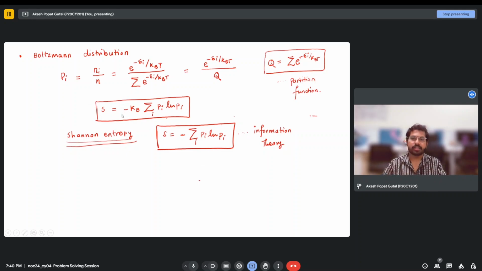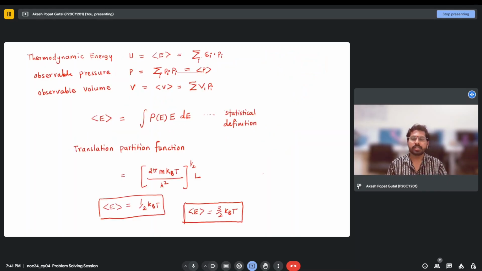And this negative sign came because the logarithm of a number which is less than one is naturally negative, and the entropy cannot be negative. It should be a positive quantity. Because of that, this negative sign must be there to nullify the negative value of ln p_i.